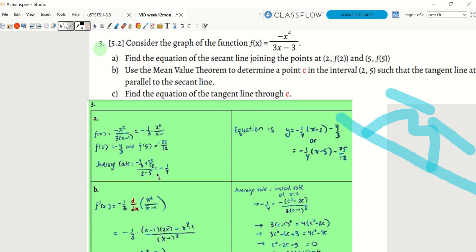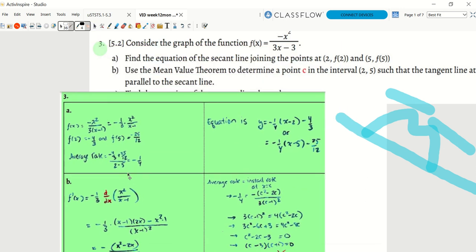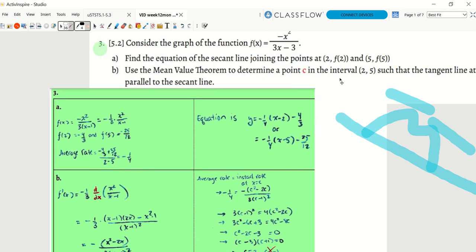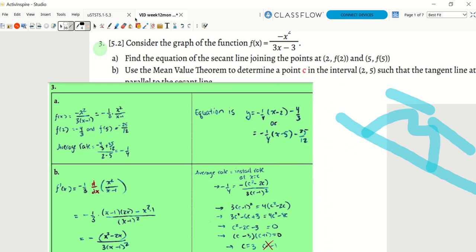So here we take the derivative at b. At b we took the derivative and we got to this. So the derivative of this becomes this. And we basically set this equal to negative 1/4 and did algebra, cross multiplying. And they did all this stuff right here, and they got c equals 3 and negative 1. Negative 1 is crossed out because that's not in the interval of 2 comma 5.